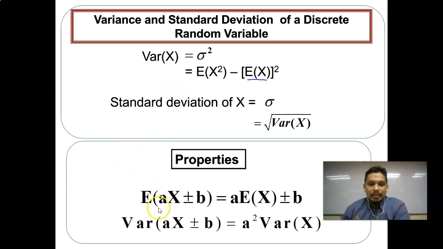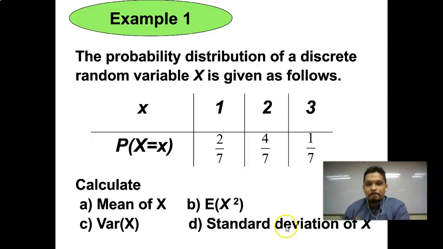Also, recall the properties of expected value and variance. The expected value of aX plus or minus b equals a times the expected value of X plus or minus b, and for variance it is a squared times the variance of x. Okay, so this is one of the examples given to you here now.